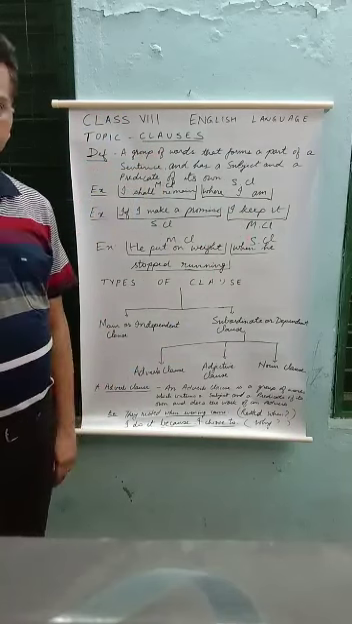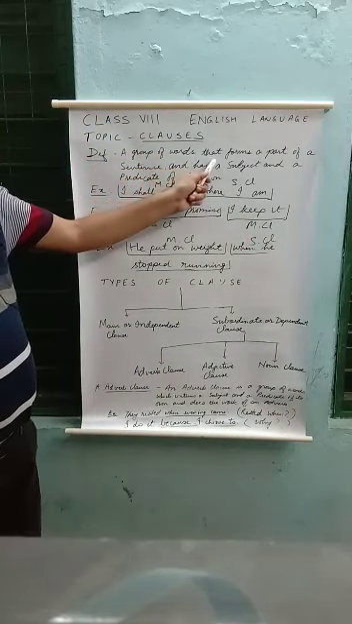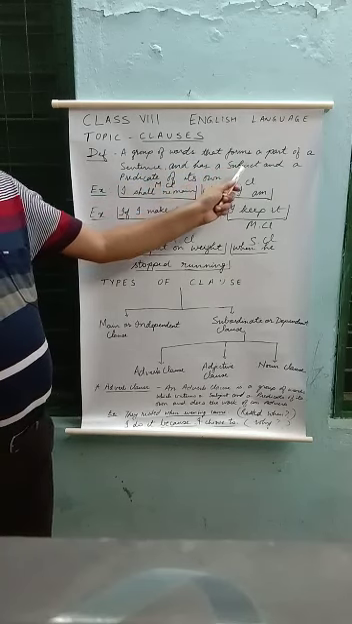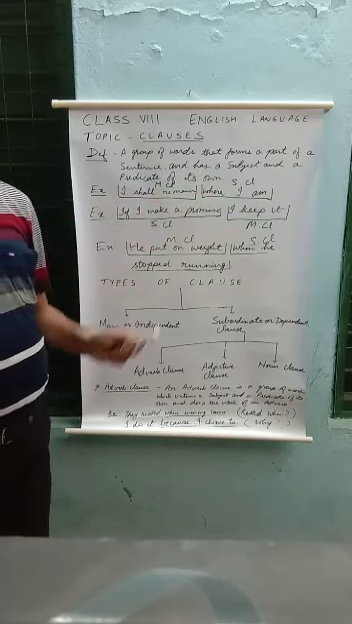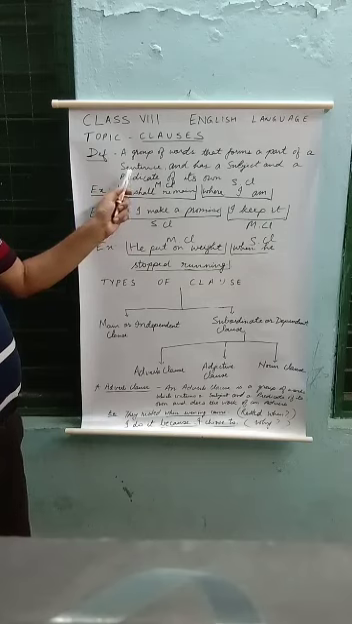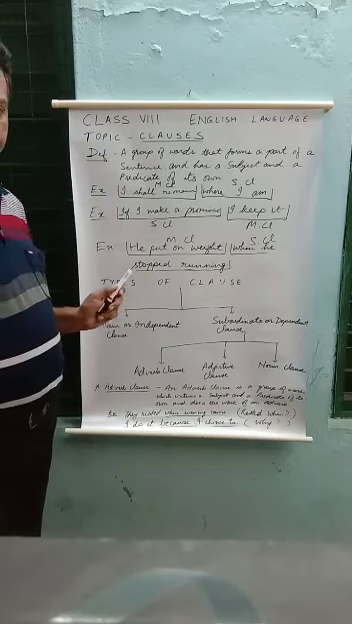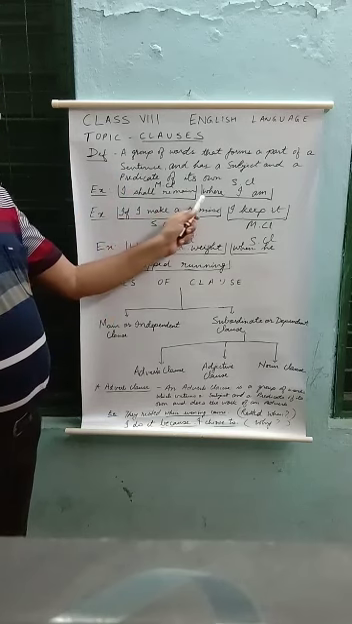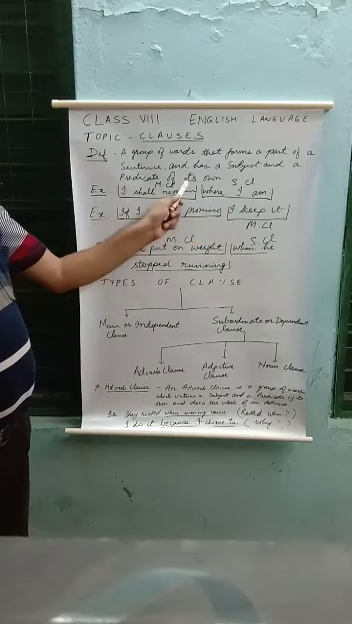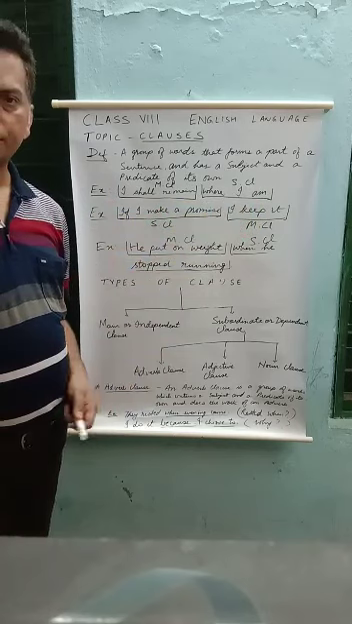What's a clause? A clause is a group of words that forms a part of a sentence and has a subject and a predicate of its own. Let's understand this definition with the help of examples. The first example: I shall remain where I am. In this sentence, I shall remain is one clause and where I am is another clause.